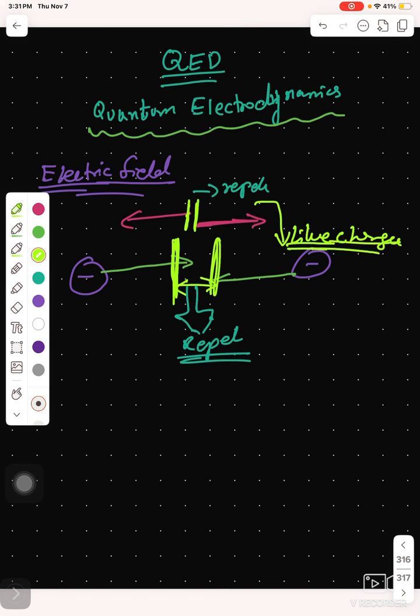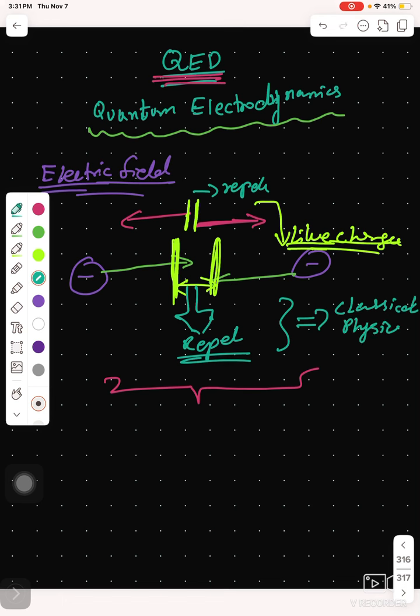But this topic, quantum electrodynamics, is one of the accurate ways to explain what actually happens. Okay, this is classical physics. Now let's get to quantum physics.